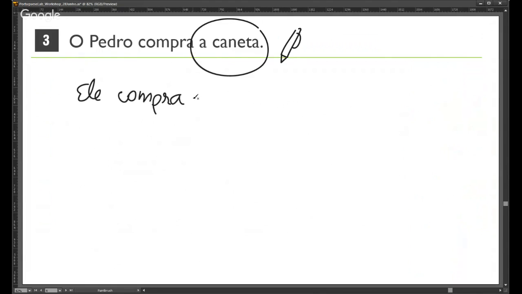It will also be the same as the definite article. Ele compra a. He buys it. In this case, a is a feminine noun. Also, again, connected to the verb with a hyphen.